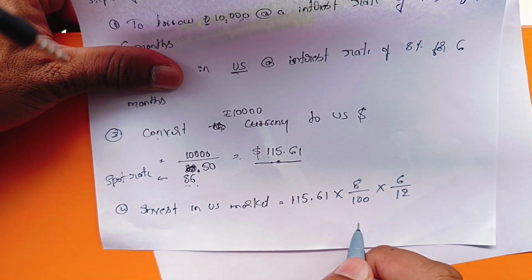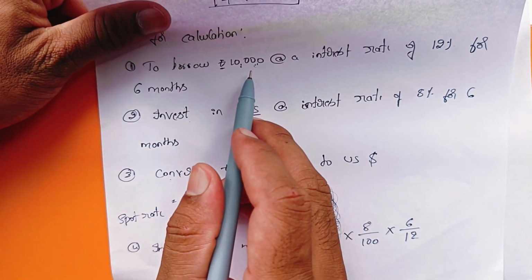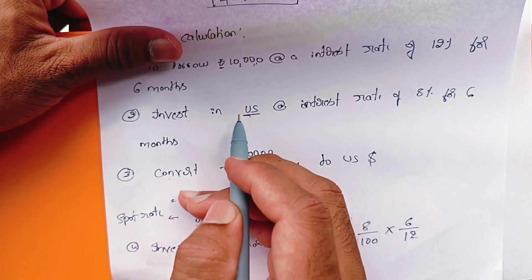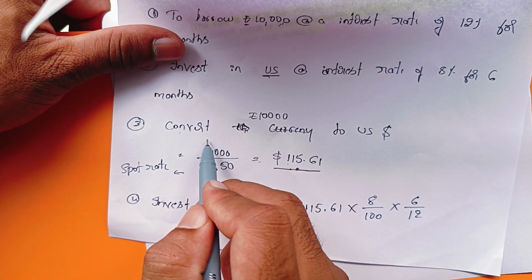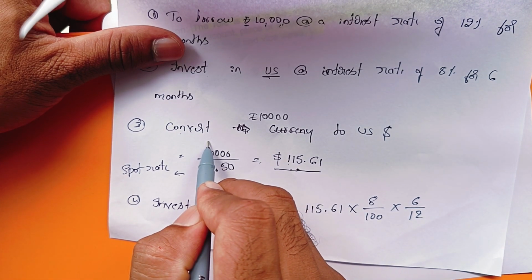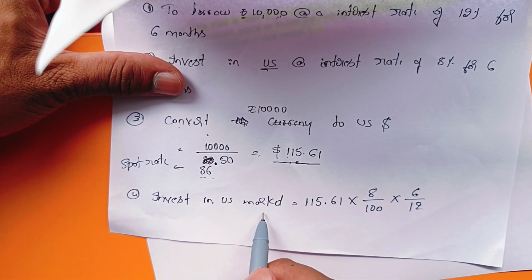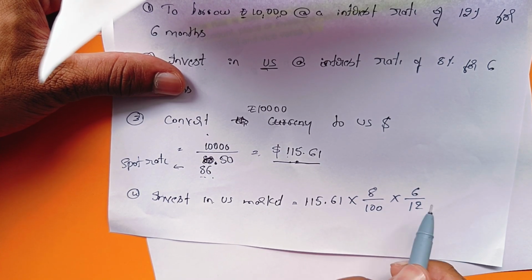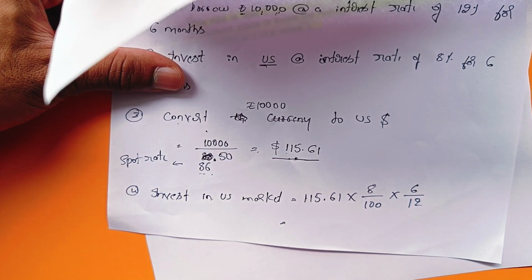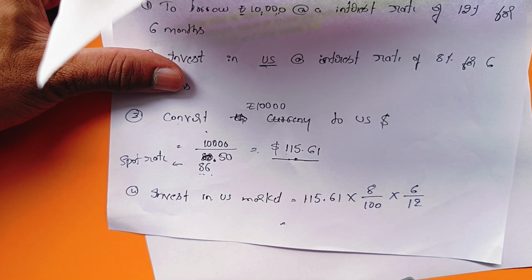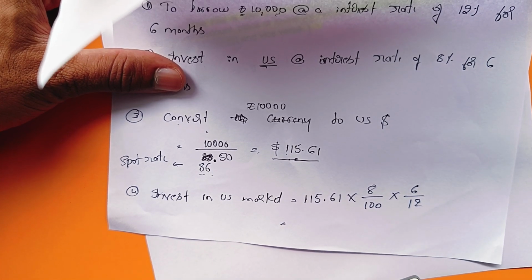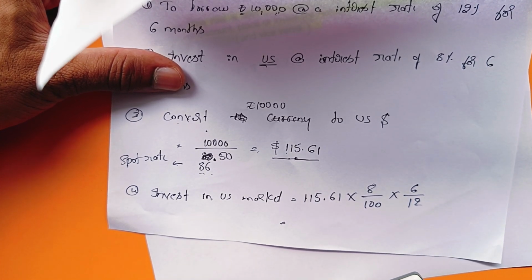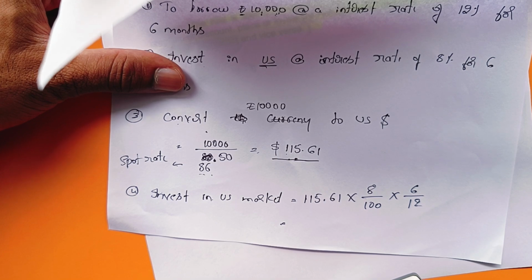You are clear on this. Once he borrowed money, he is going to invest in the US market. If you want to invest, you should convert the money to US dollars. Then he is going to invest in the US market with a return of 8% for 6 months. If you have done the calculation: 115.61 into 8 divided by 100 into 6 divided by 12.